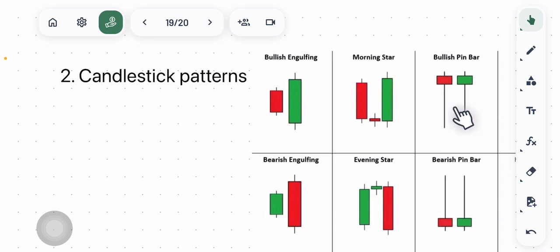When price is in the downtrend and wants to reverse to an uptrend, you are going to see a bullish pin bar. When price is in an uptrend and wants to reverse to a downtrend, you are going to see a bearish pin bar. Now take note of this very important statement I want to make now.